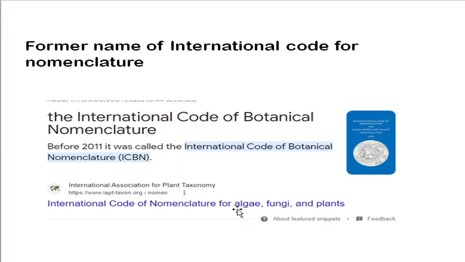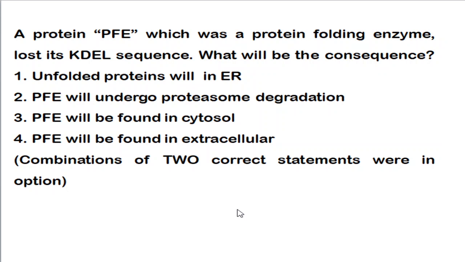What is the formal name for the International Code for Nomenclature? Before 2011, it was called the International Code of Botanical Nomenclature, that is ICBN. Next is an analytical kind of question. A protein PFE, a protein folding enzyme, has lost the KDEL sequence. What will be the consequences?